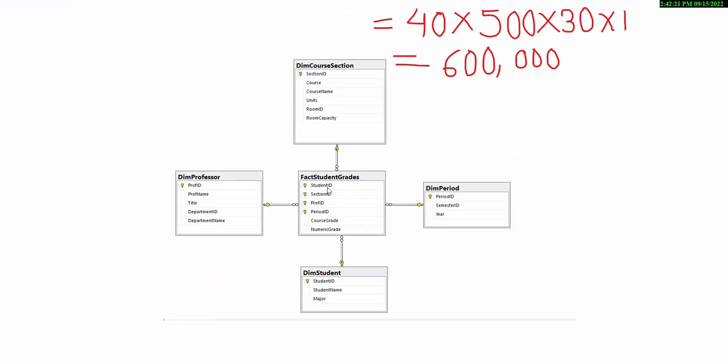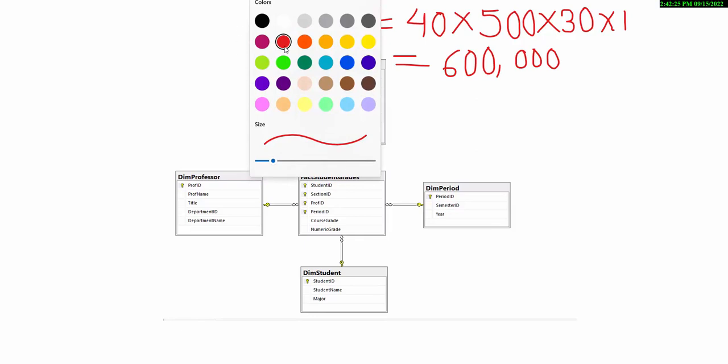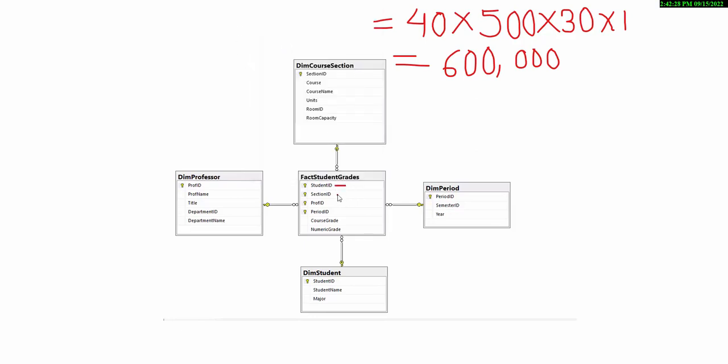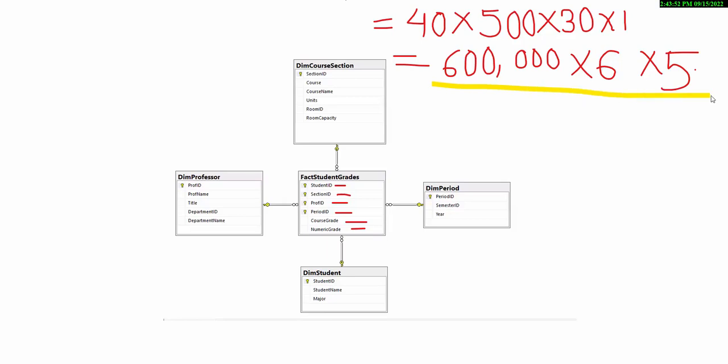We need to know how many fields there are in each of these rows. Let's see. We have student ID, 1, 2, 3, 4, 5, 6 fields per row. If we multiply this whole thing by 6, we get how many fields we have. Now, if each field is going to have 5 bytes of data, if you complete this calculation, it will tell you how many bytes will be needed for the fact table.